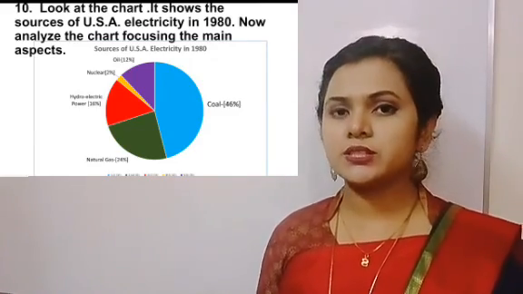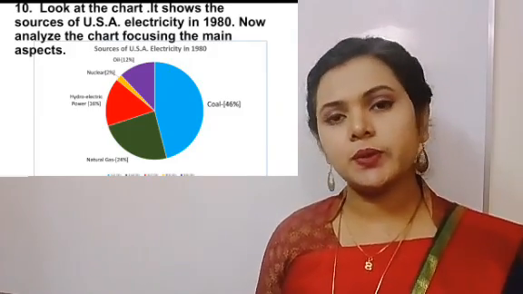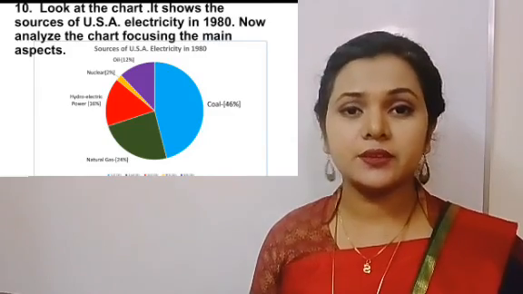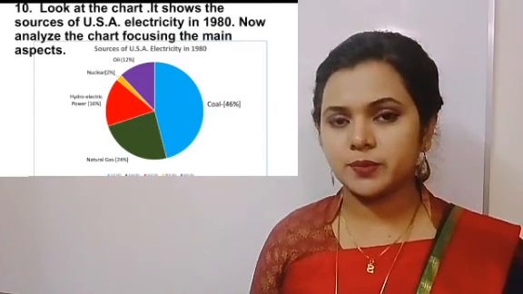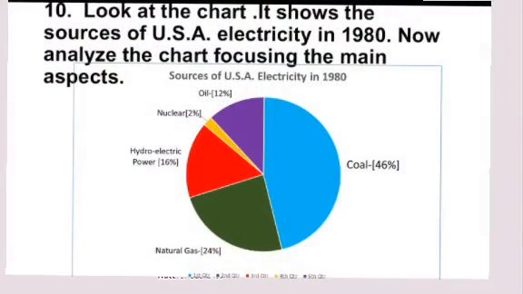How does the question on graph or chart description come in our exam? And we will also talk about how we are going to write that graph or chart description in our exam paper. So let us see the question first. Check out, my dear students. This is how a question on a graph or chart looks. The question says, look at the chart. It shows the sources of USA electricity in 1980.